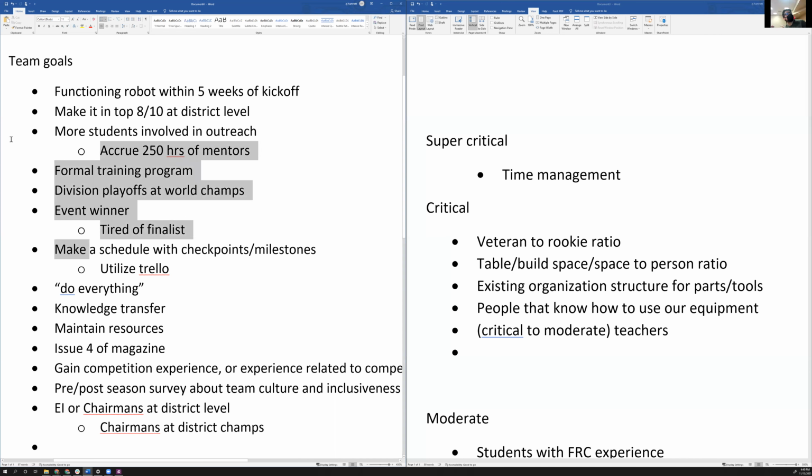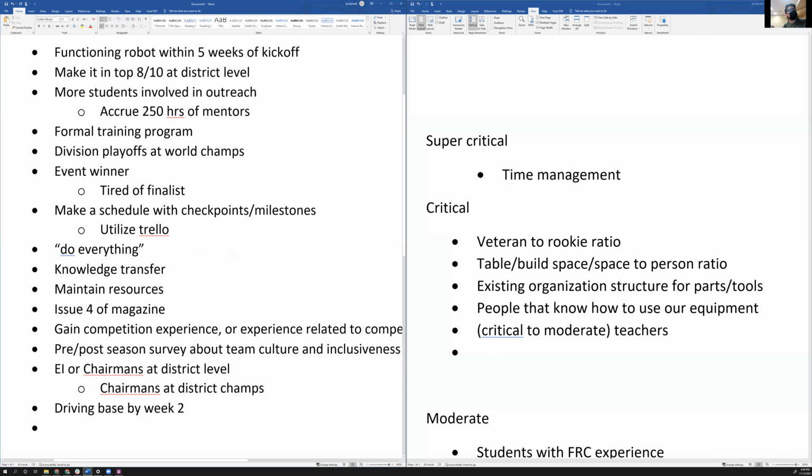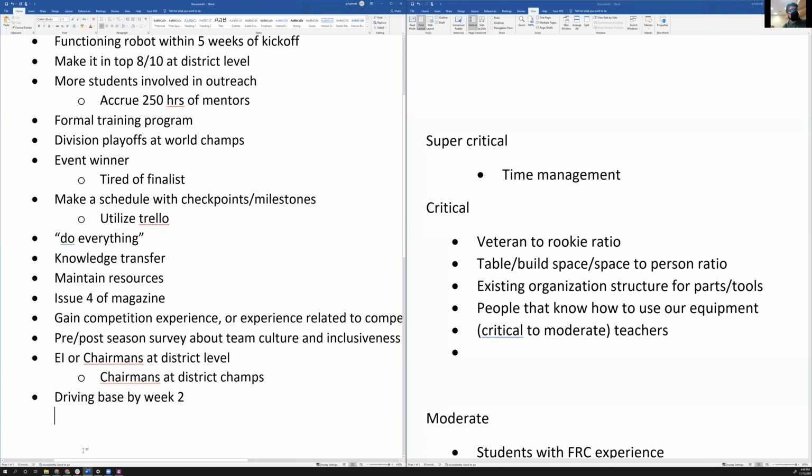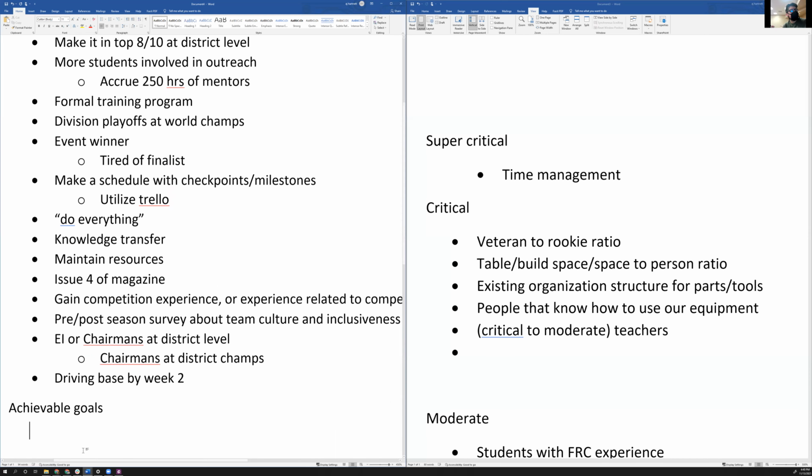Okay, so let's highlight, or maybe, is there anything else we should add to this? I'm going to add driving base by week 2. All right. So what do we want to say are our achievable goals?